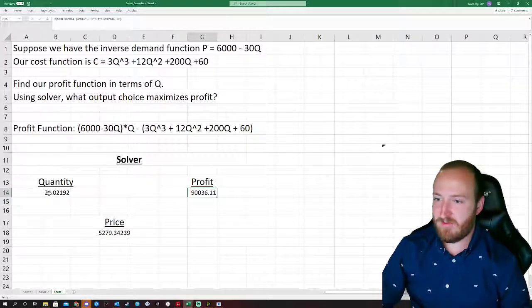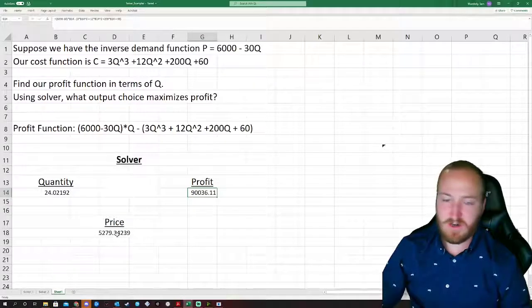And just like that, we found that the optimal quantity is 24.02192. And this results in a profit of $90,036.11. And because I already inserted price, we'll see that this is the price that we'll charge for this level of output as well.